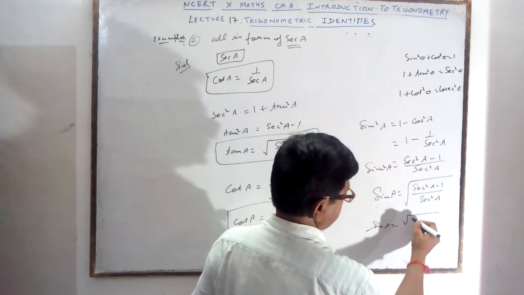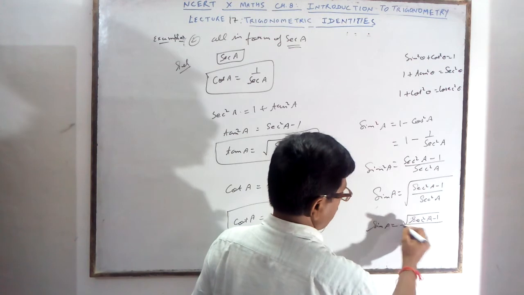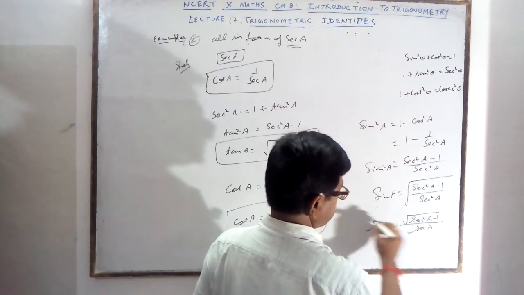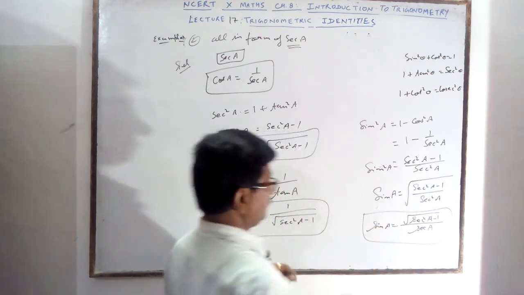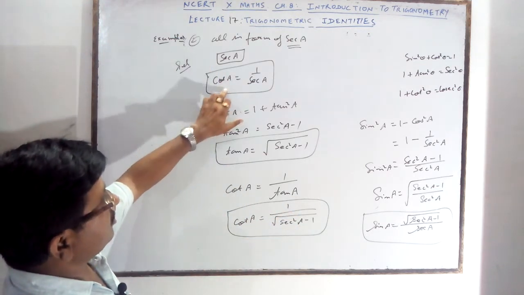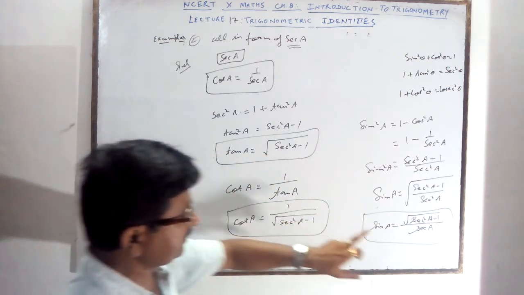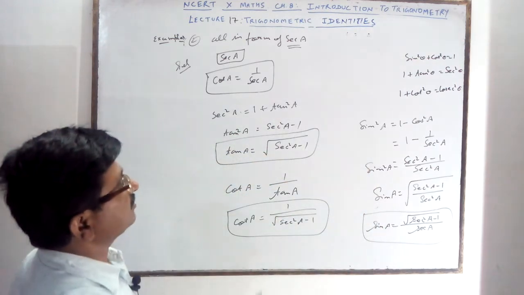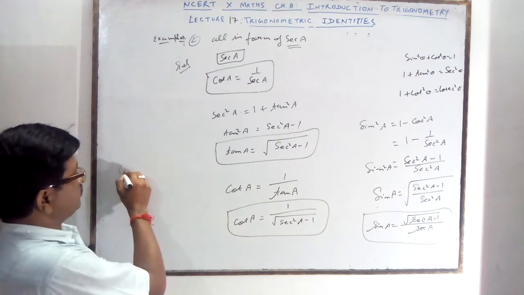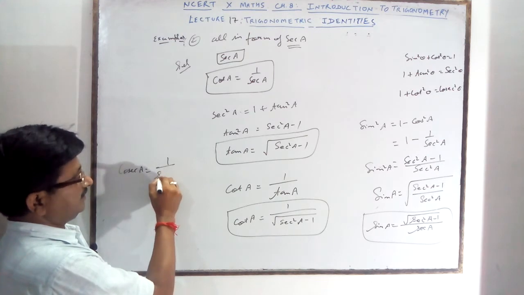You will get under root sec square A minus 1 upon sec A. It is your sine in the form of sec. Sec in the form of sec, cos in the form of sec, tan in the form of sec, cot in the form of sec, sine in the form of sec. What is left? Cosec. So you write, cosec A is equal to 1 upon sine A, we know.